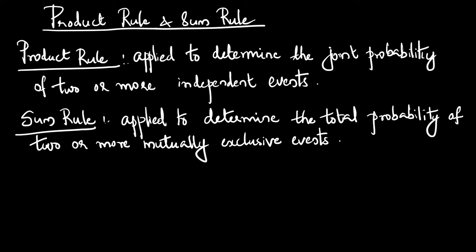Next, sum rule. It is mainly applied to determine the total probability of two or more mutually exclusive events. Mutually exclusive events means that the events cannot occur at the same time. For example, when considering the events day and night, both events will not occur at the same time.